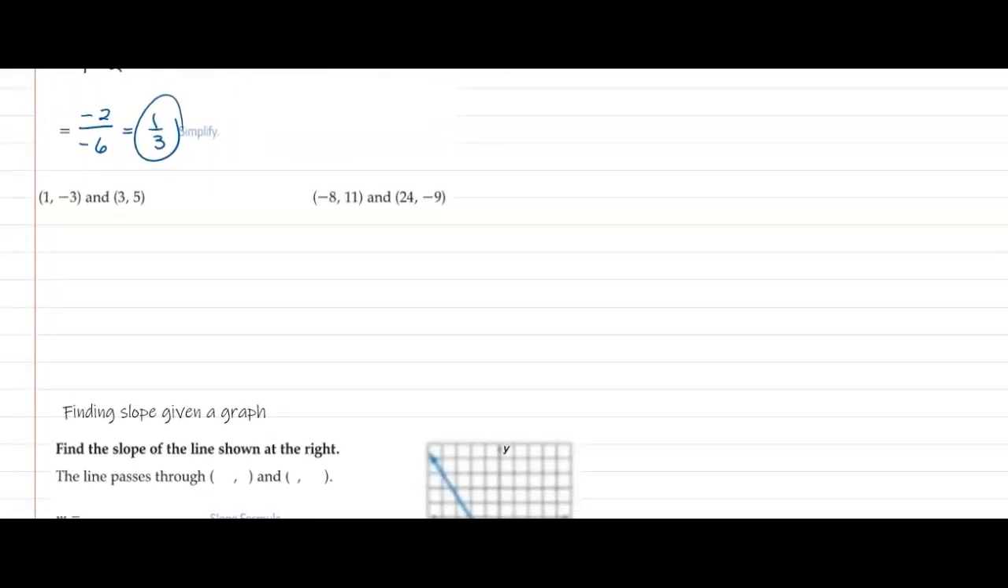Pause the video and try this next one right here. 1, negative 3, and 3, 5. Did you get 4? Hopefully you did. Let's try the last one.